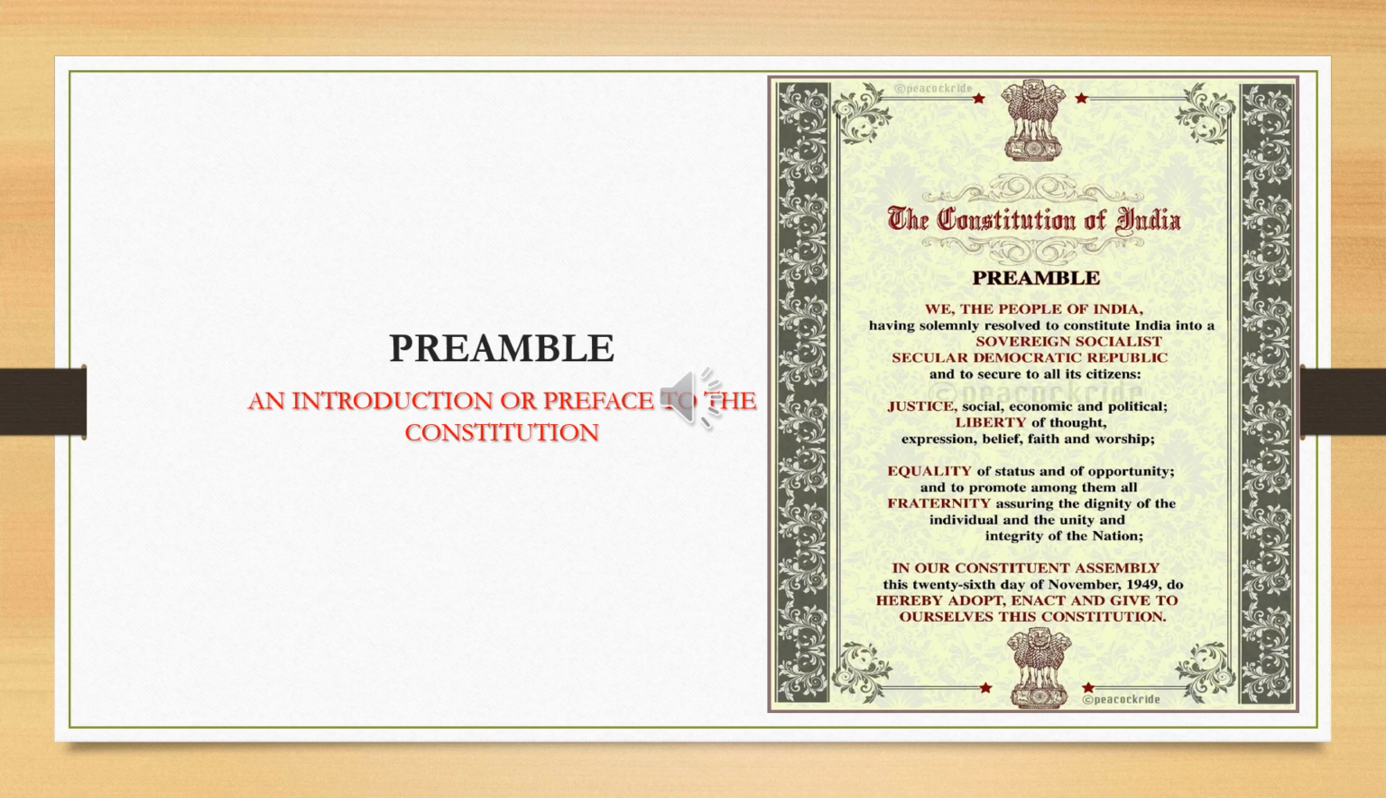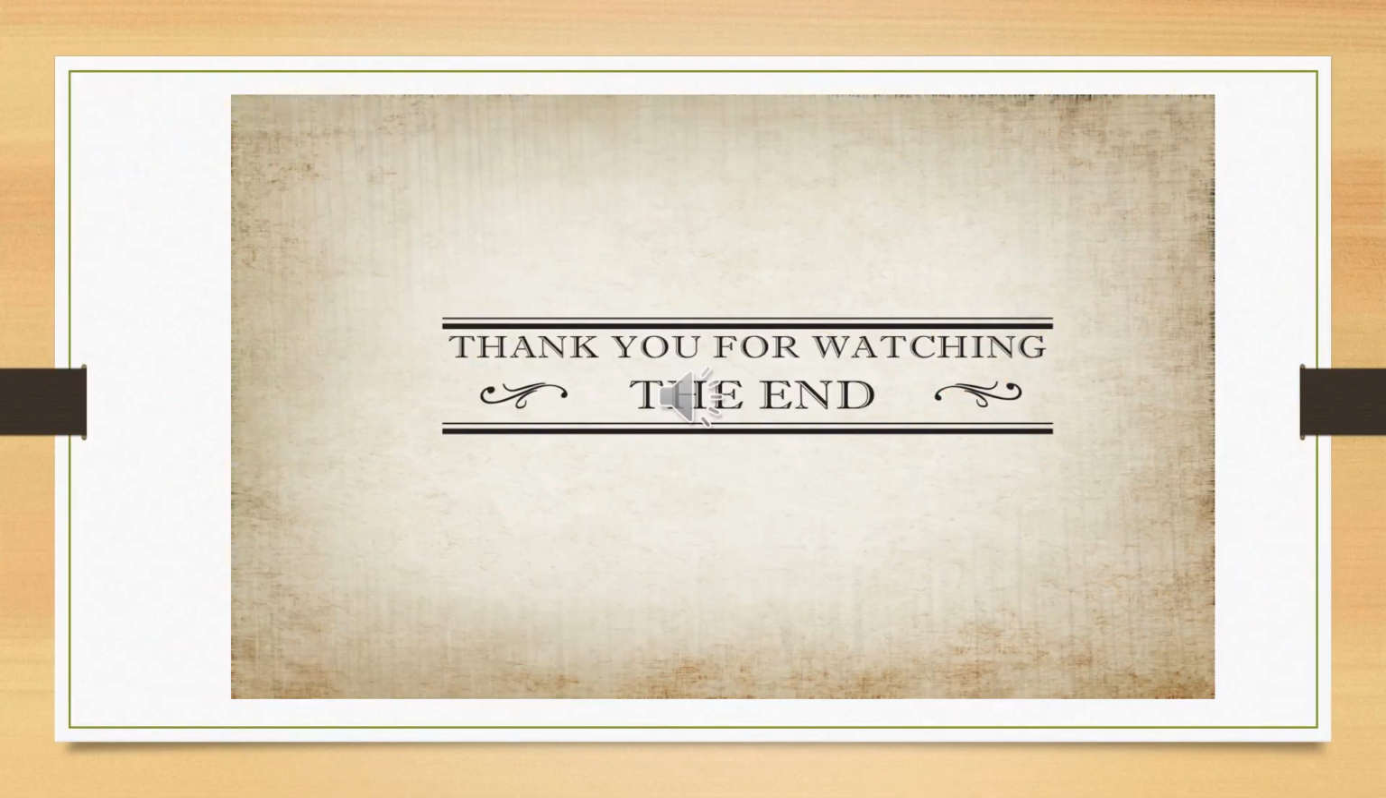Another thing, let me discuss, that is fraternity, which means feeling of brotherhood. Justice means there should not be inequality in the social sphere, economic sphere, and political sphere. Liberty means freedom of thought and expression should be there, and fraternity means feeling of brotherhood. It is also mentioned here that this Constituent Assembly on the 26th day of November 1949 adopted this constitution.